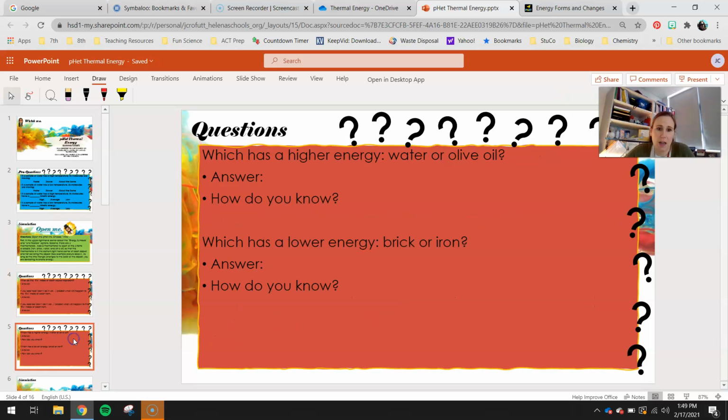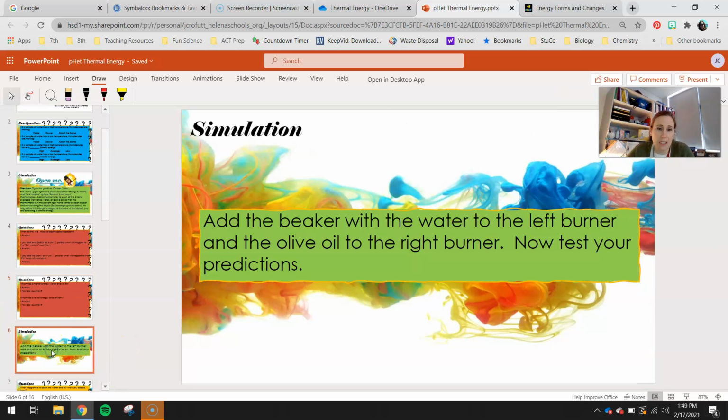So make predictions there, and then you're going to make a couple more predictions. Which has a higher energy, water or olive oil? This is really more of an observation than a prediction. So which has a higher energy, water or olive oil? Answer, and how do you know? And which has a lower energy, brick or iron? Okay. All right, moving on to the next part.